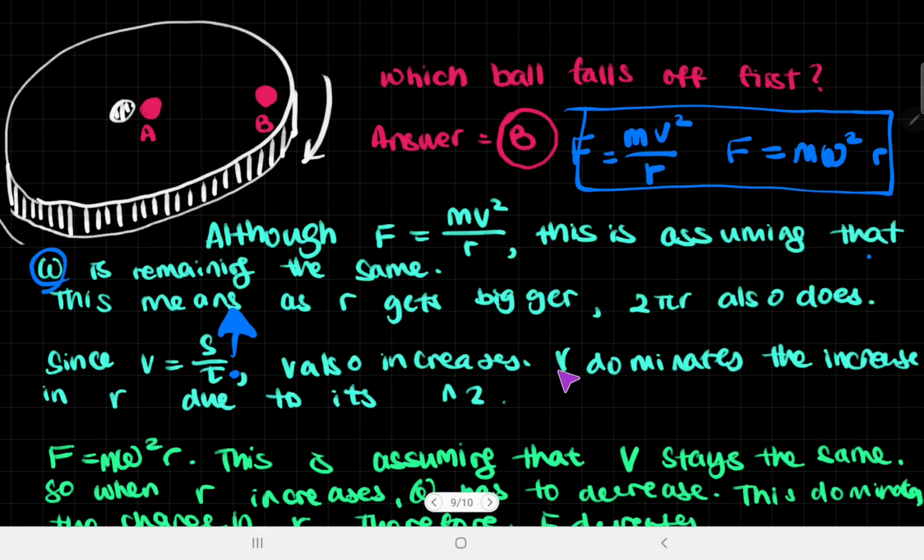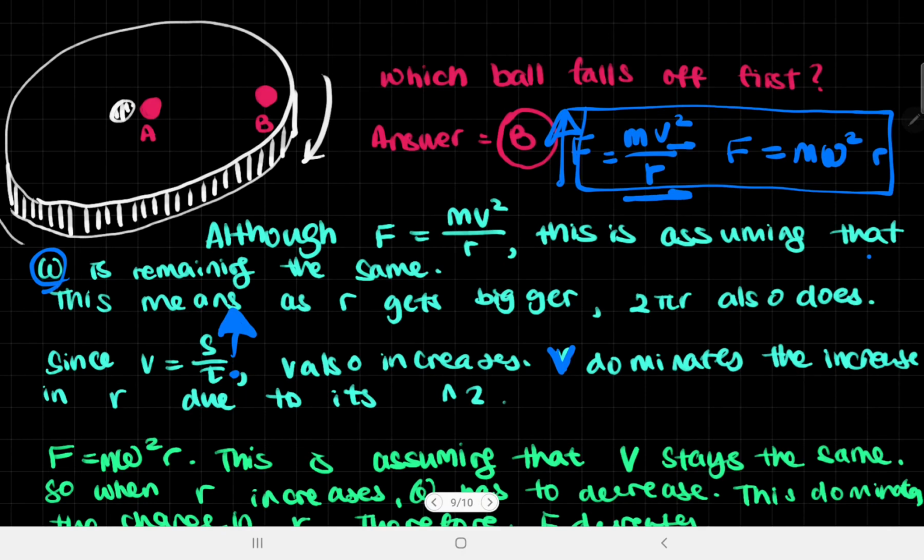So the increase in velocity, and this is v squared, will dominate the increase in the radius. So this basically means that the bigger the radius, the bigger the velocity. And actually the increase in the velocity is much bigger than the increase in the radius. So in conclusion, the force will increase. What we have concluded here is that when radius becomes bigger, velocity will also become bigger if omega is fixed.